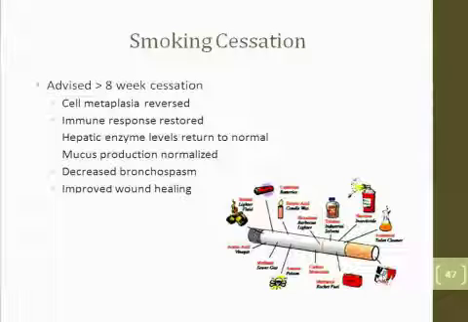A lot of the back surgeons are not allowing their patients to smoke, because they know that the healing rate and the infection rate go way up if a person continues to smoke. So a lot of surgeons are now telling their patients to stop smoking 8 weeks prior to elective back surgery.